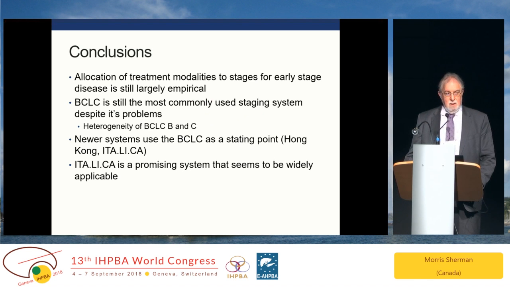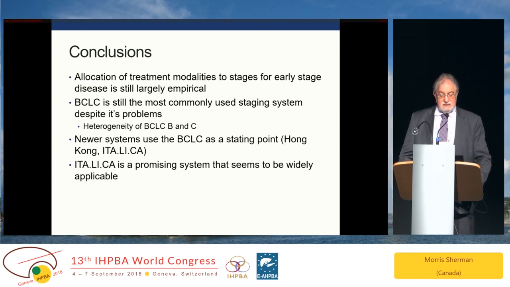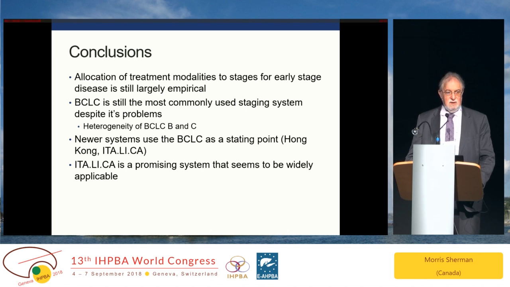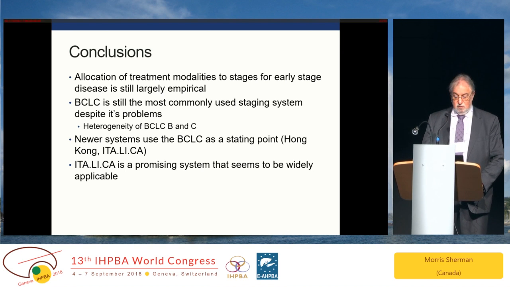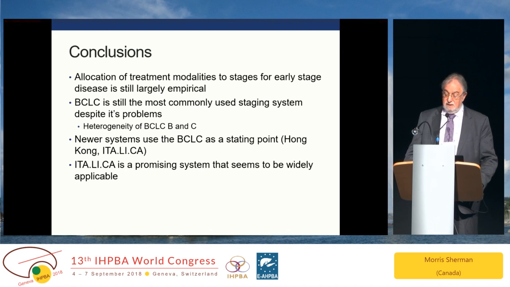So when you look at all of these systems, by the way, the Messiah and the ILCA did not prescribe treatment for the different groups. So the allocation of treatment modalities to various cancer stages for early stage disease at any rate is still largely empirical. BCLC remains the most commonly used staging system despite its problems, which are particularly the heterogeneity of stage B and stage C. And the newer systems use the BCLC as the starting point. Both the Hong Kong and the ILCA system did that, and then went on to develop their own variants.